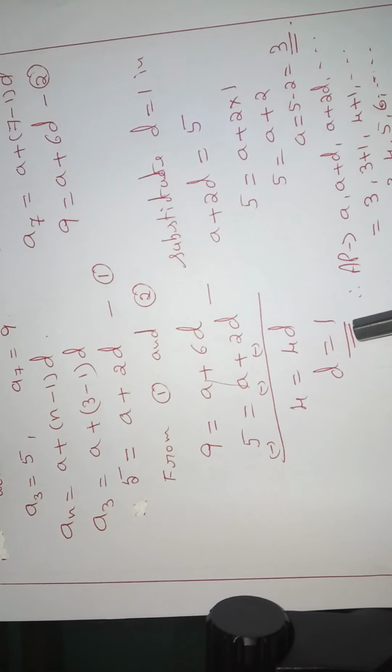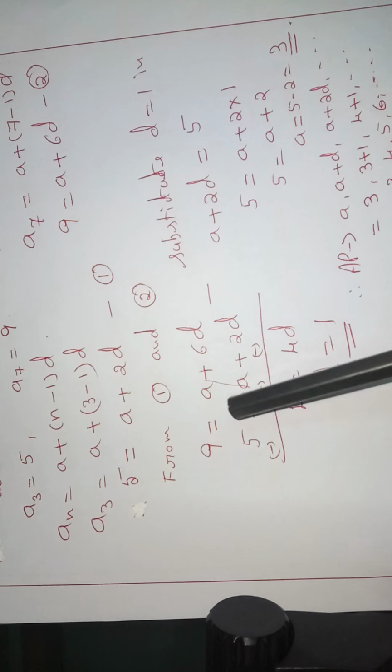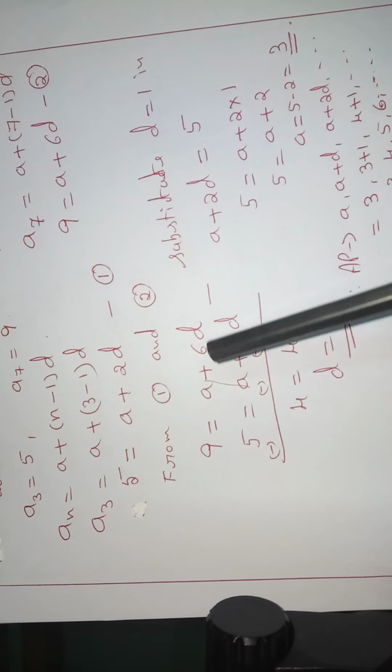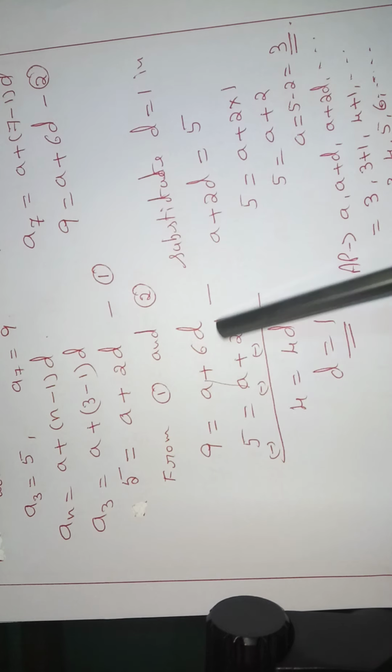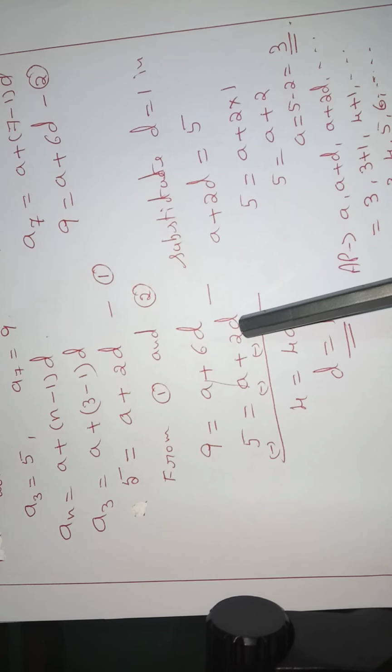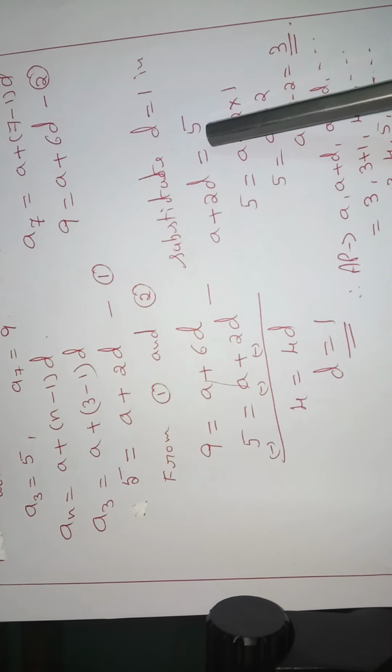Then what is the value of D? D is equal to 1. Then among these two, in any one equation you have to substitute D is equal to 1. This one has smaller values, so it is easy to substitute. We will take this equation, A plus 2D is equal to 5.